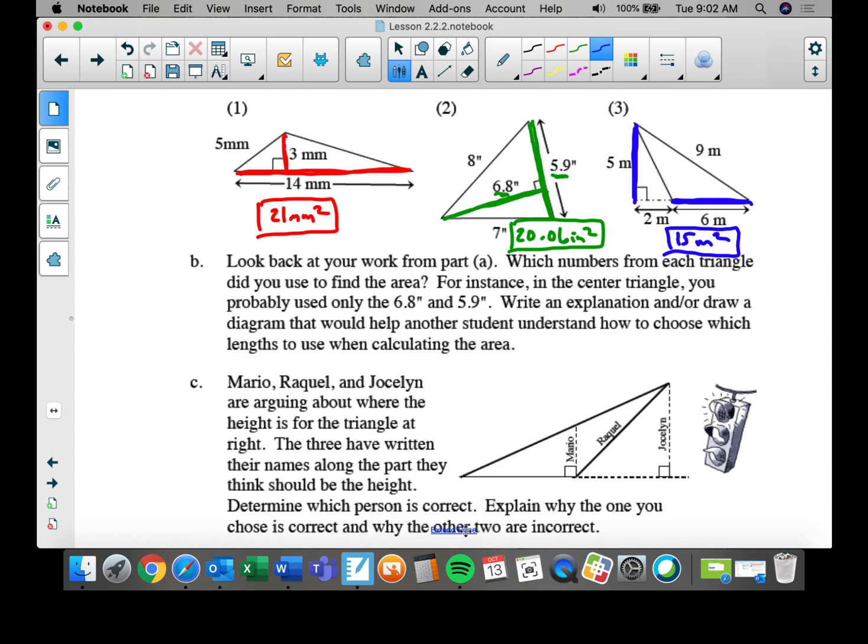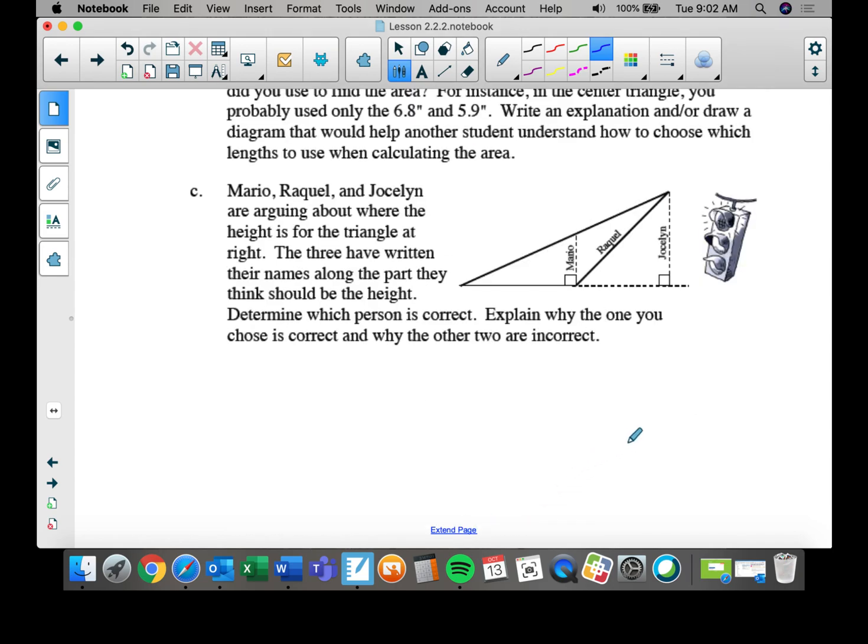So now if we come down here to part C, we have Mario, Raquel, and Jocelyn arguing about where the height is for this triangle at the right. The three have written their names along the part where they think it should be. Which person is correct? So first of all, I'm going to eliminate Raquel right away, because her side length is not perpendicular to anything. So there's no 90-degree angle. She is automatically out.